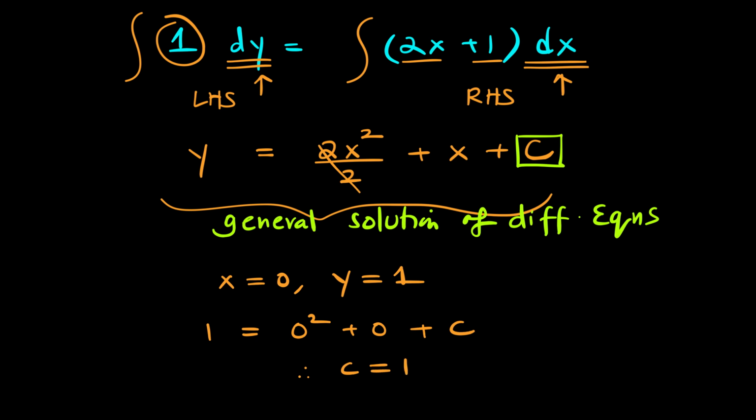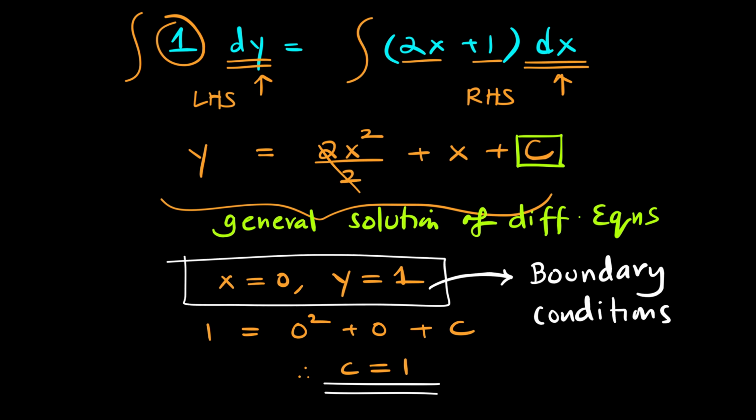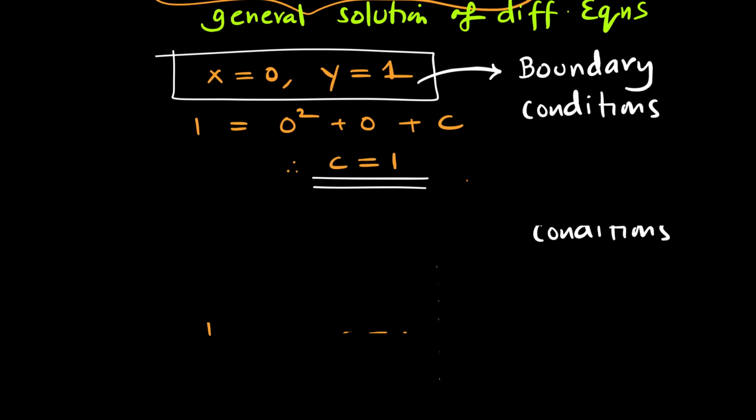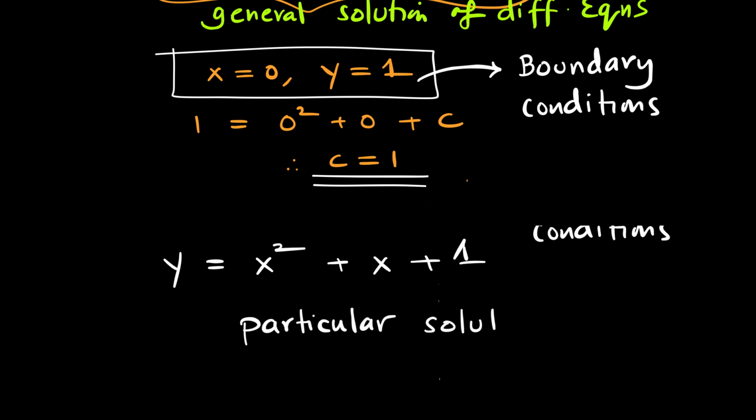The values of x and y, which enable us to find the value of c, are known as boundary conditions. And once c is found, we write the final equation as y is equal to x squared plus x plus 1. This is called a particular solution of the differential equation.